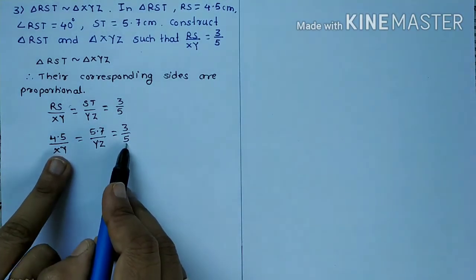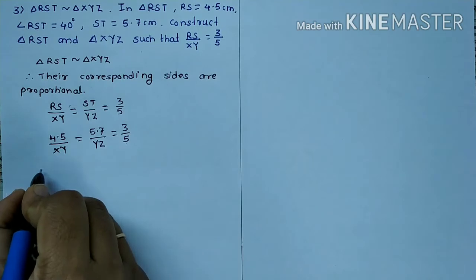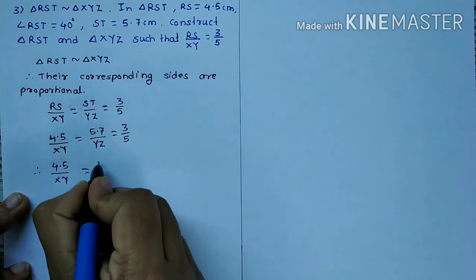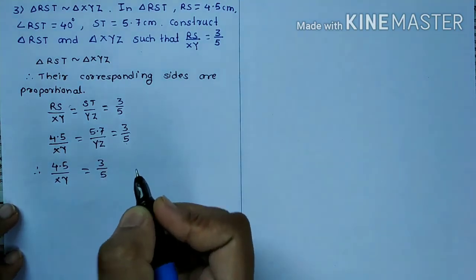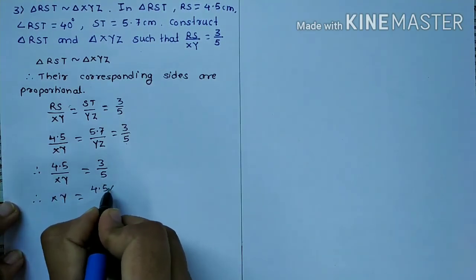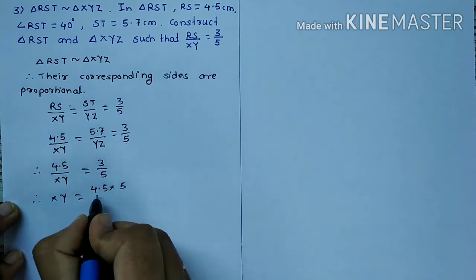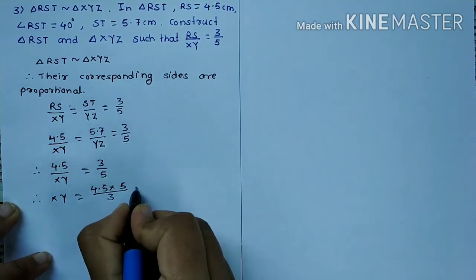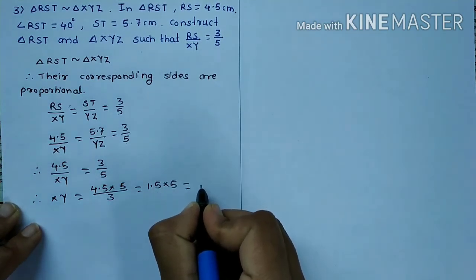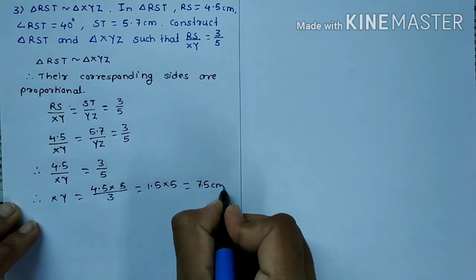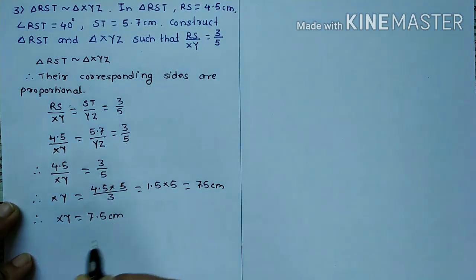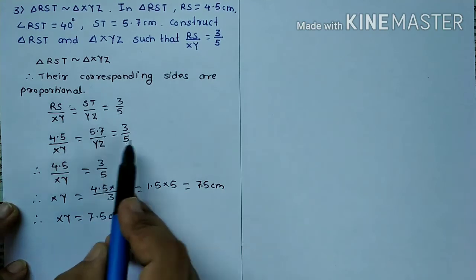Now we take these two terms. Okay. Therefore 4.5 upon XY equal to 3 upon 5. Therefore XY is 4.5 into 5 upon 3 is equal to 1.5 into 5, which is equal to 7.5. Therefore XY is 7.5 centimeter.